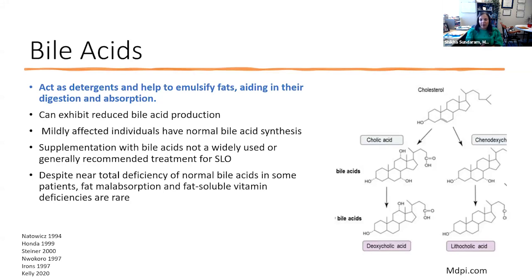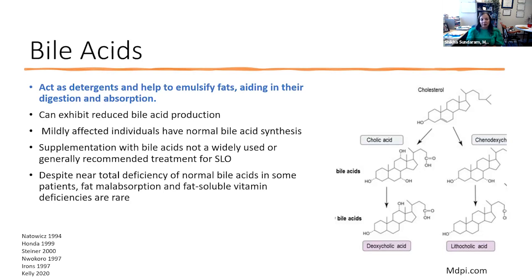Bile acids are made from cholesterol, and we don't really need a biochemistry lesson, but cholesterol turns into cholic acid and chenodeoxycholic acid, which are primary bile acids, which are then further changed into other bile acids that are important. So if you're low in cholesterol, that should mean that you would be low in bile acids. And if you're low in bile acids, you're going to have a hard time absorbing your nutrition because you're unable to emulsify your fats. And so this can become a problem for patients with Smith-Lemli-Opitz as well.